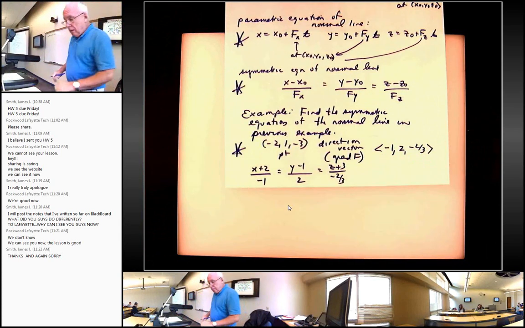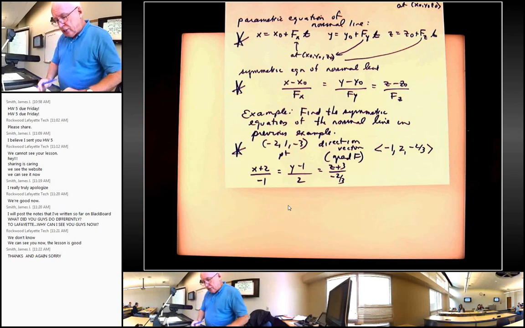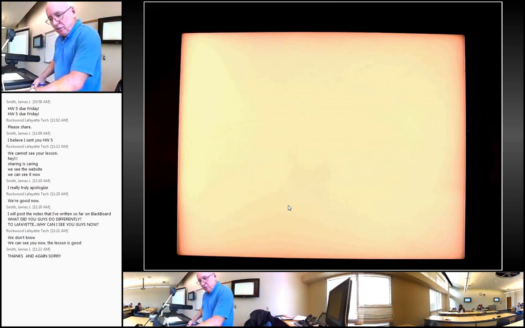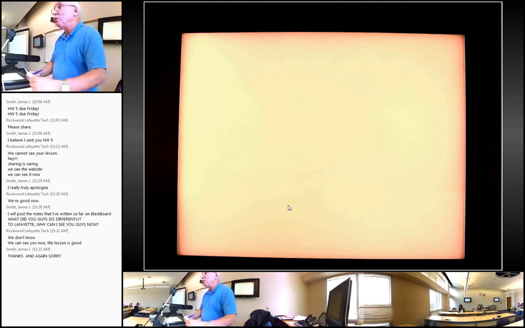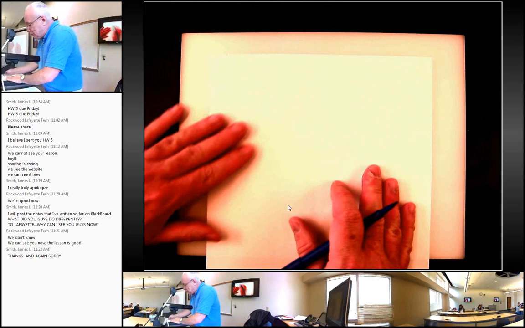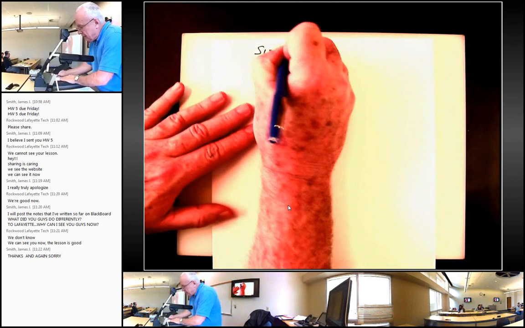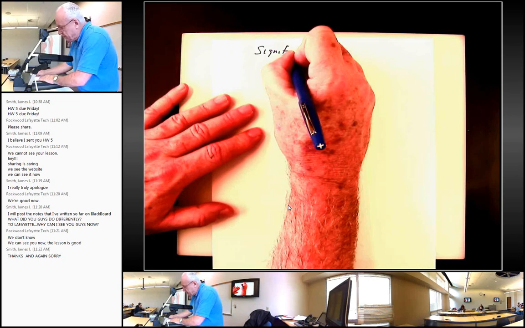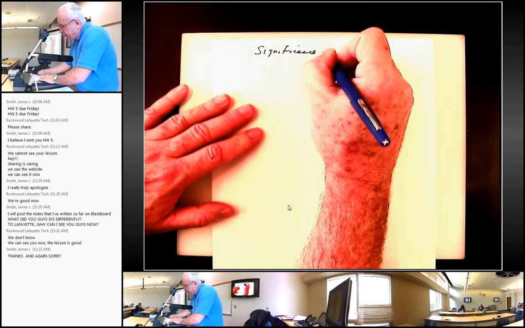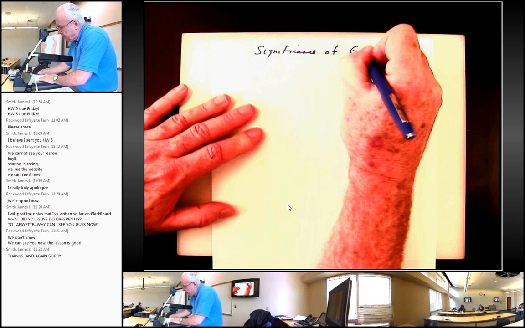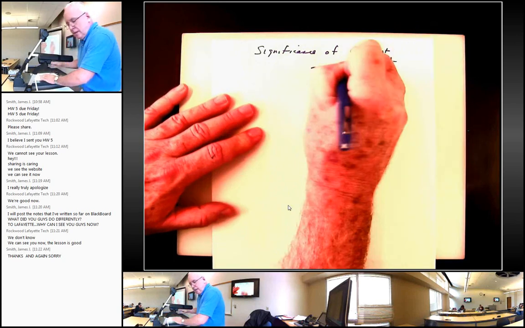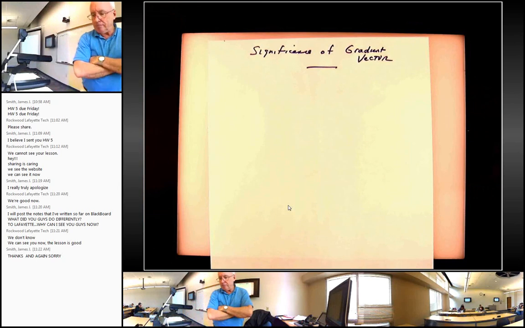The last thing in this section, because of technical problems, I was hoping to make it through the whole section, but we got waylaid with some technical problems. The last thing they talk about is the significance of the gradient vector. They have a little discussion in the book about this.